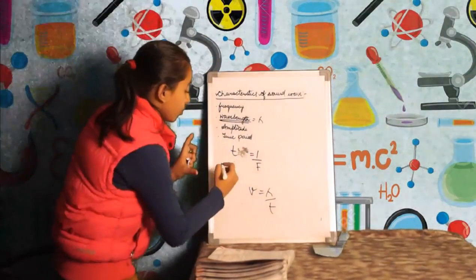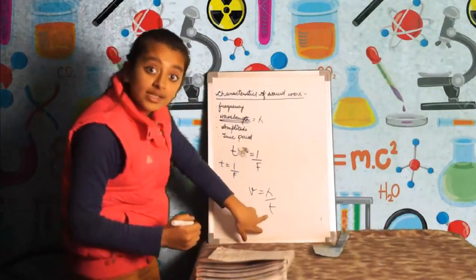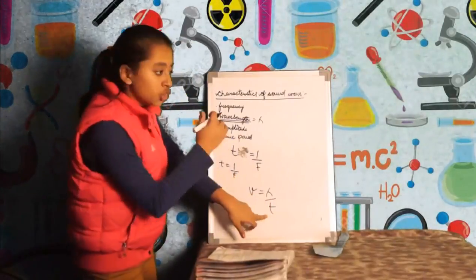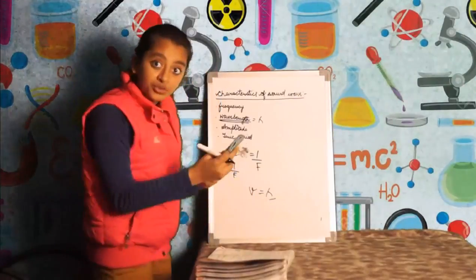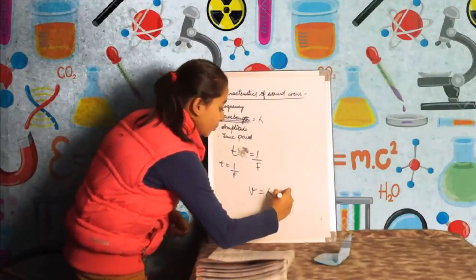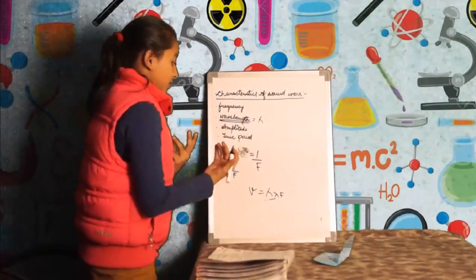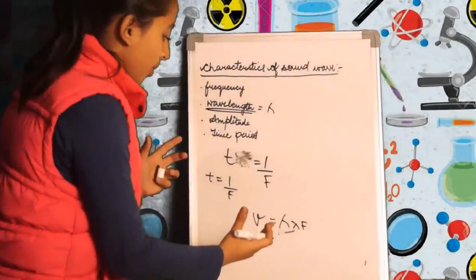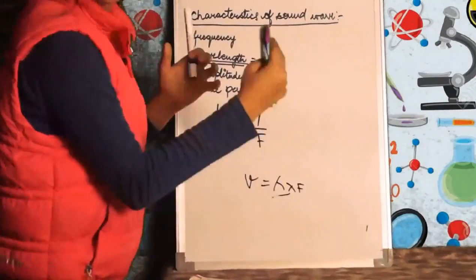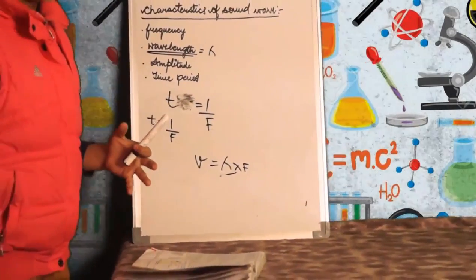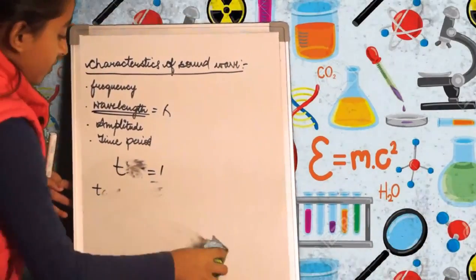So here, when our t is equal to 1 upon f, our wavelength is getting divided by t, so we take the reciprocal, and it comes that our velocity or our speed is equal to lambda into the frequency. So this is another formula, the relationship between lambda, the velocity and the frequency of the wave. I've told you a large number of things. Let us write those down so that you don't forget. Note them down if you want.